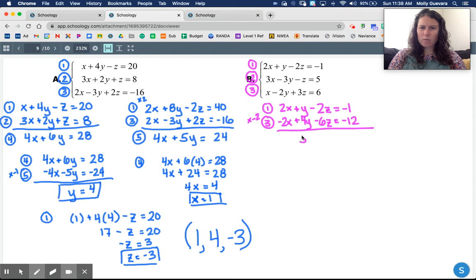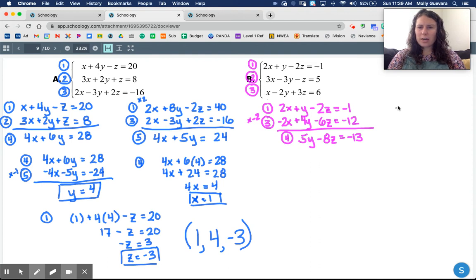I get 5y minus 8z equals negative 13. And I'm going to call that equation 4. So I eliminated the x's. So again, in my second round, I'm going to have to eliminate the x's.